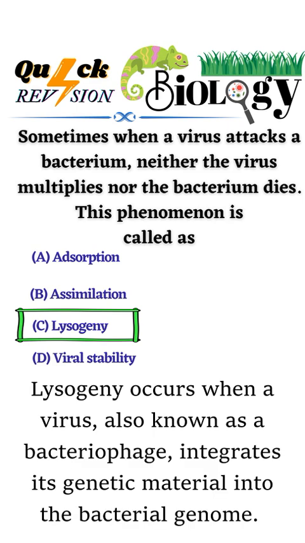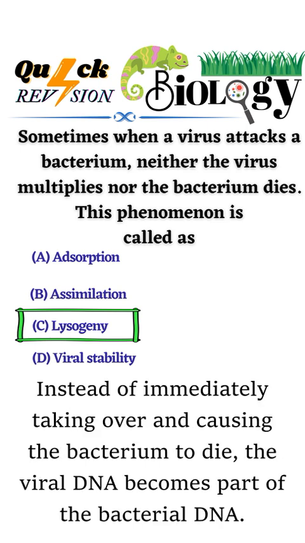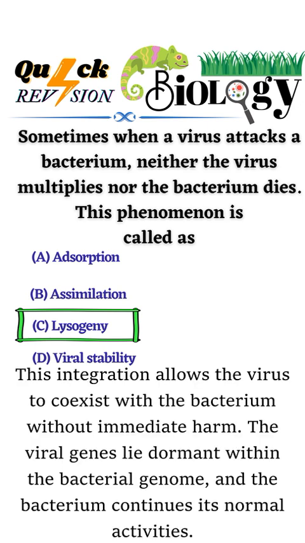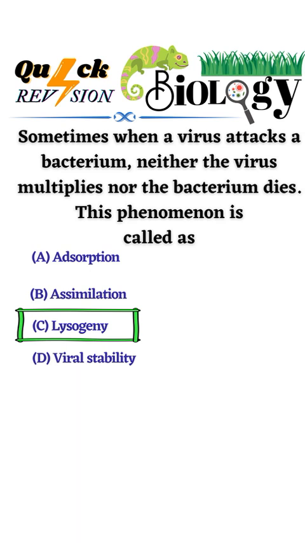Lysogeny occurs when a virus, also known as a bacteriophage, integrates its genetic material into the bacterial genome. Instead of immediately taking over and causing the bacterium to die, the viral DNA becomes part of the bacterial DNA. This integration allows the virus to coexist with the bacterium without immediate harm. The viral genes lie dormant within the bacterial genome, and the bacterium continues its normal activities. The stability in this relationship is why the correct answer is C.